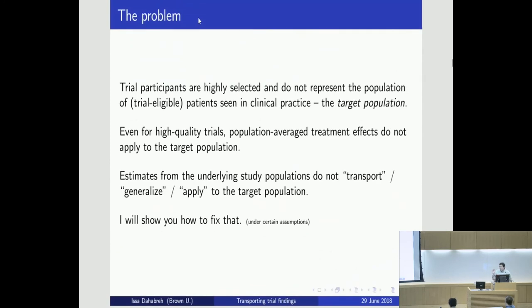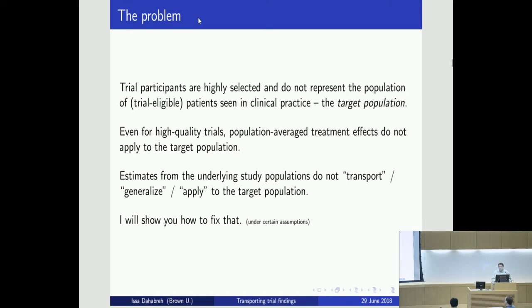Okay. So almost everyone who knows a little bit about clinical medicine knows the people in the trial, any given trial, are highly selected. And they do not represent, not even the people who are trial eligible, who just happen not to be in the trial but are seen in clinical practice. So in this talk, I'm going to call the people who are not in the trial but who would be eligible for the trial, the target population, okay?